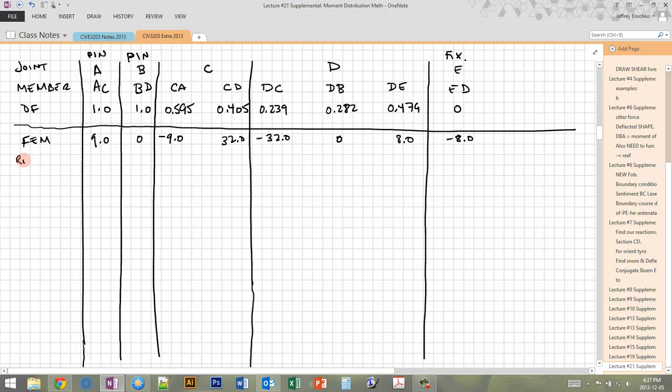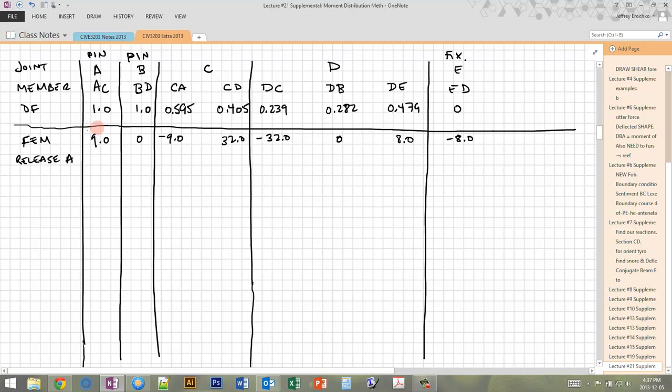So here I'm going to start, and you can start anywhere you want, although it is a good idea to start with the pins, because we never have to carry over back into the pins. So once we put it in equilibrium, we're basically done with them. So we're going to release A. Again, remember, all of these joints we're considering fixed. So first we're going to release A.